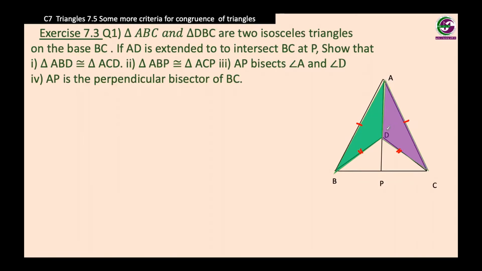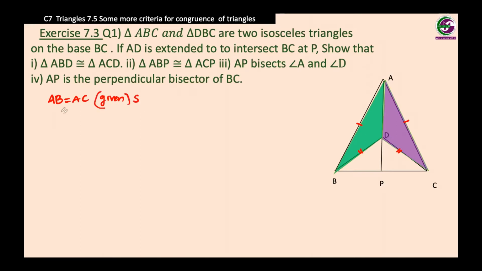It's a very simple question. You can see two sides are given equal already, and the third pair, which is AD, is common. So by SSS, they are congruent. Just in 1 second, we can answer. So let us see. AB is equal to AC. It's isosceles or given.